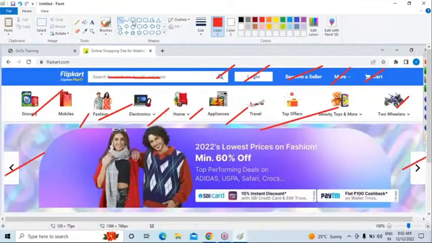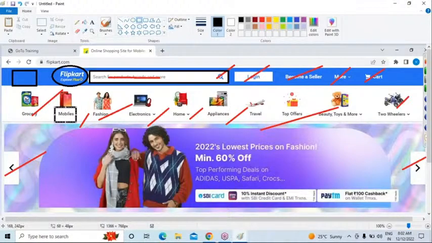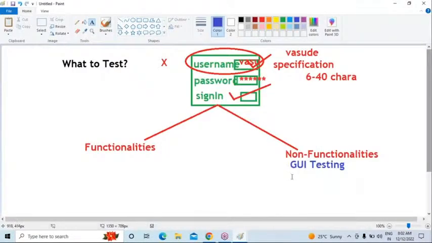So here the GUI is the look and feel of the application. Basically, is the logo properly visible or not? And is the alignment proper or not? Sometimes the logo will be overlapping here. So we need to check the alignments, the background color, the font color, and the font style. All of these come under GUI testing, the graphical user interface testing. Okay, so that is about that.